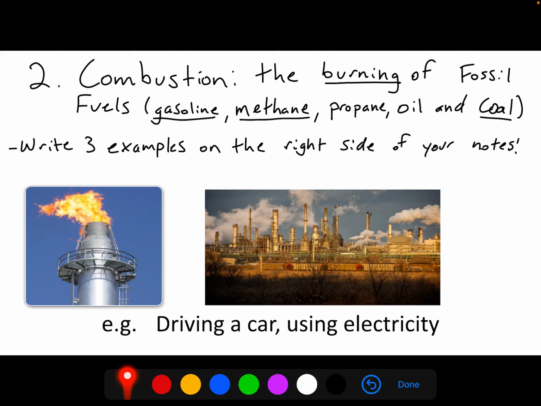So I want you to think about a couple examples of combustion. I said write 3 on the right side of your notes. I've given you 2 right here. One of them is driving a car. The other one is using electricity. Maybe you could think about heating your home. Maybe you could think about the bus that took you to get here. Maybe plugging in your Xbox, anything like that. Turning on your stove, and so on and so forth. So write 3 of those examples on the right where it says examples of combustion.